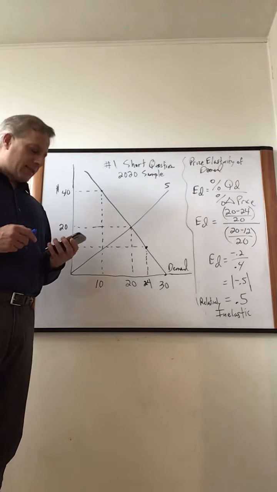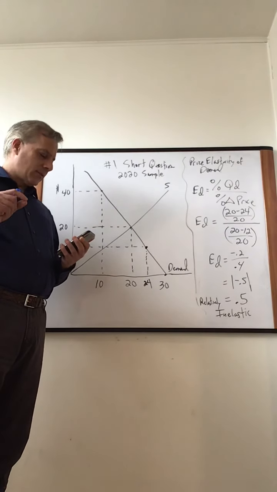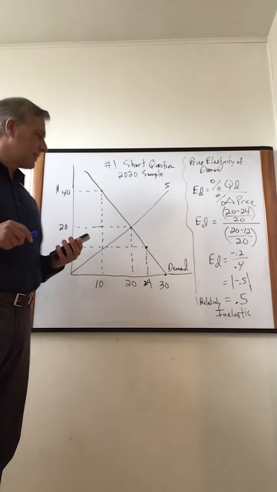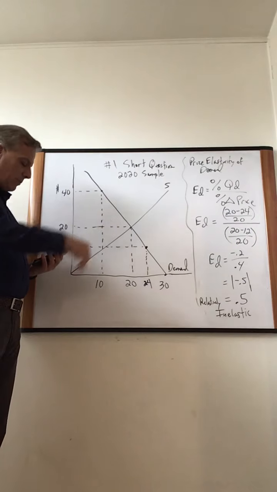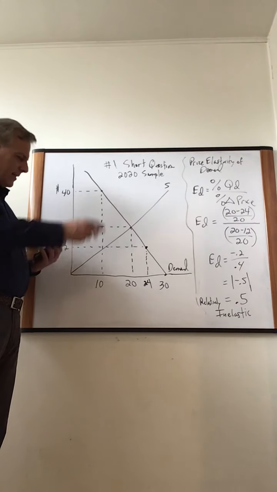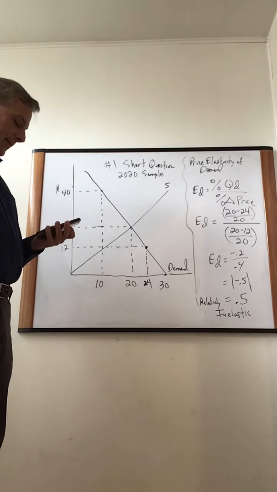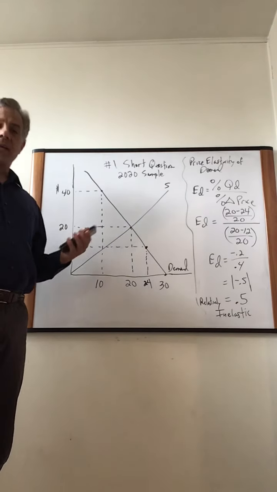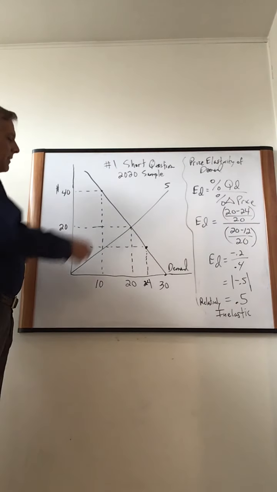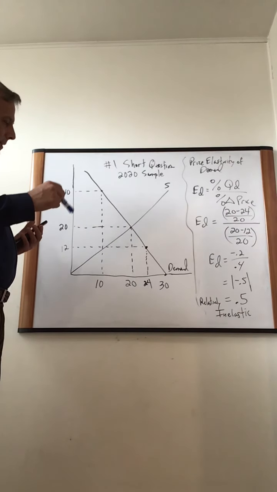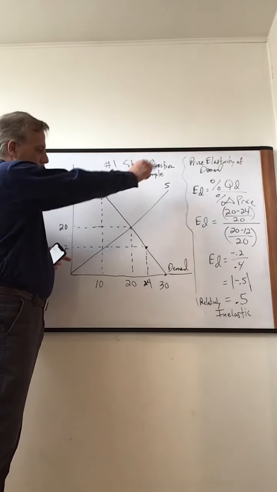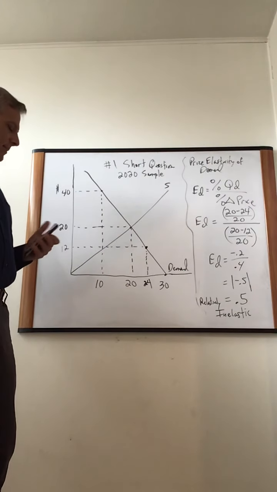Okay, I have sample question, short question one from the 2020 samples. And we have a graph that looks something like this. It's set up like a grid in more detail, but this is really all that comes into play. It's just a basic graph. We've got a relatively inelastic demand curve, which will be helpful later, and a regular supply curve.